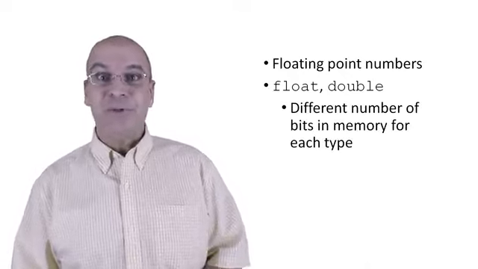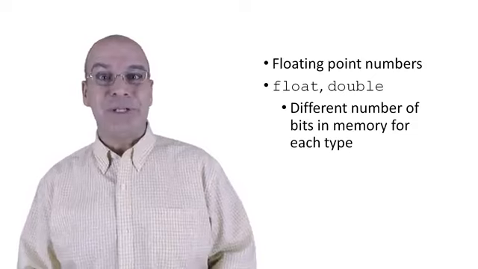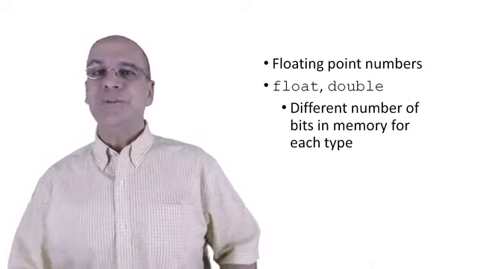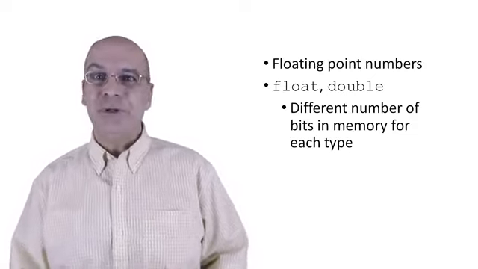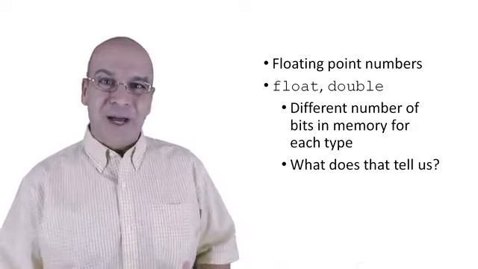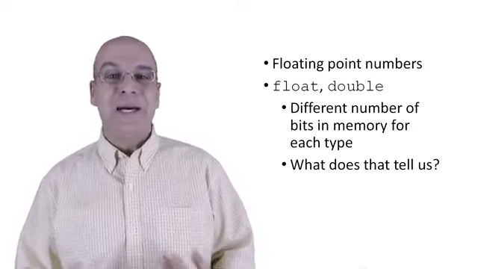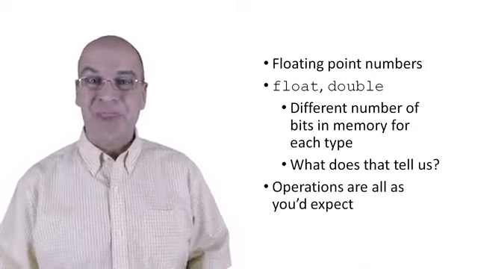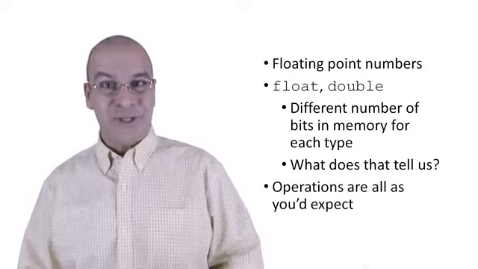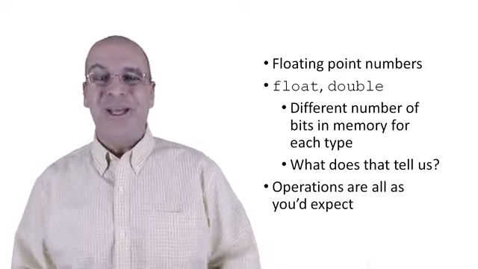The difference between float and double is the number of bits used to represent those data types. We get twice as many bits for doubles as we do for floats. And what does that tell us? We know that doubles can represent more things than floats because they have twice as many bits. The operations for both floats and doubles are as we'd expect.